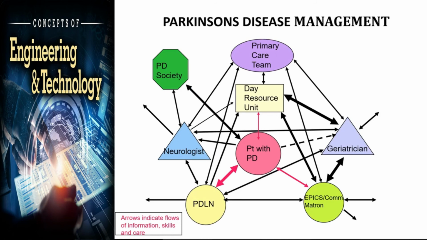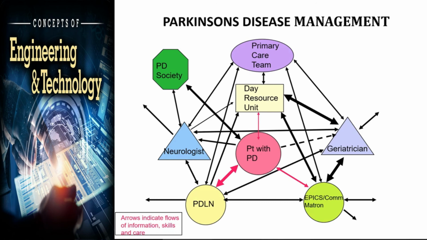Here we have a network in which different units can be connected. The patient with PD, which is nothing but Parkinson's disease, will be connected with the society, with the neurologist, with the local area network, and with the care team. Whenever required, it is connected with the different requirements.